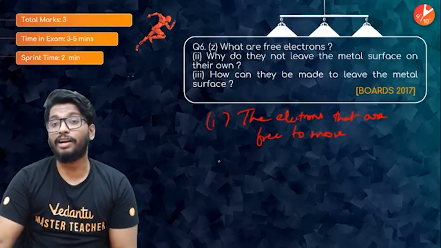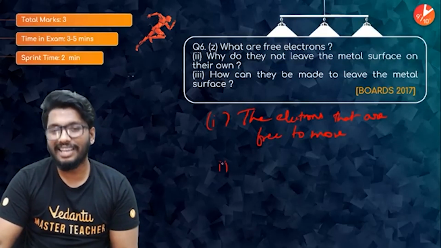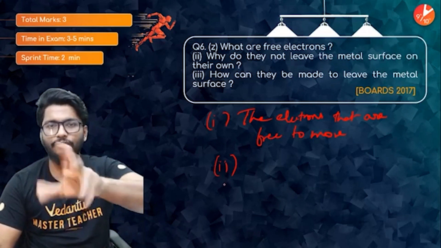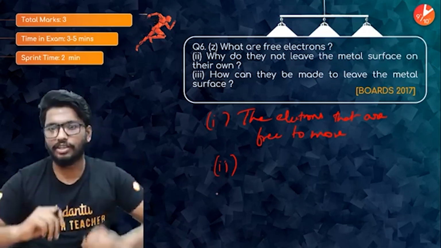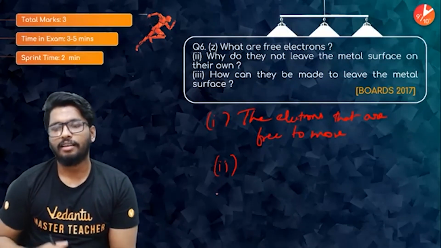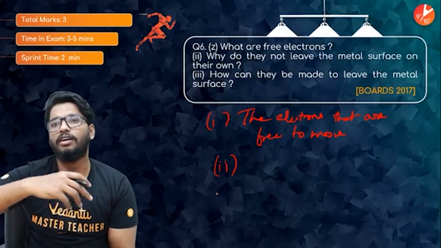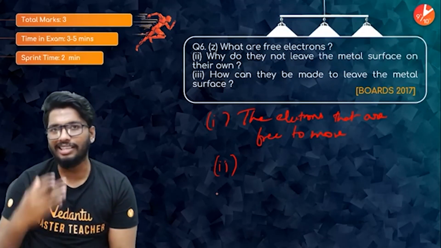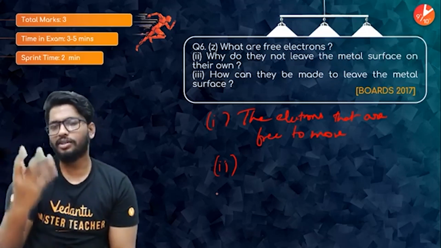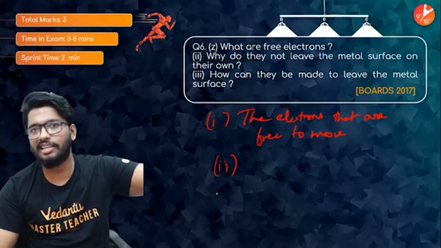And the second part of the question is, why do they not leave the metal surface on their own? The reason they can't leave the metal surface on their own is, even though they are free to move about, there are 2 reasons. One reason is that when these electrons are coming out of their place, the positive charges inside the metal surface will try to attract them. So they have to overcome that force as well. That is one of the reasons why they can't easily come out.